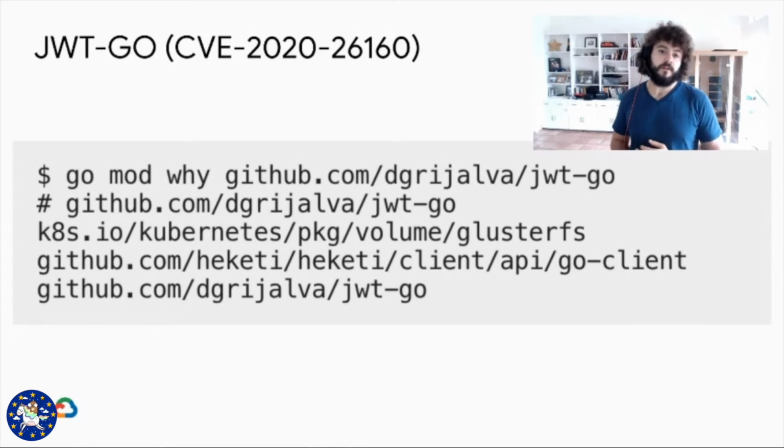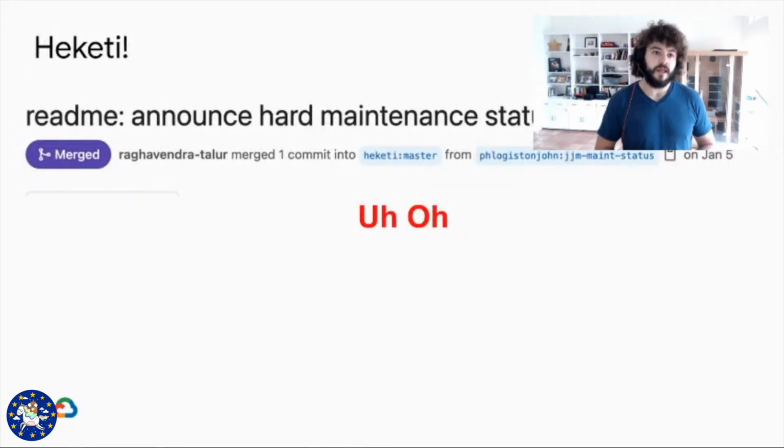Starting again with go mod why, we can see the import path and how it gets into Kubernetes. There is one package in between Kubernetes and JWT Go, so we can't directly fix it or directly replace it in Kubernetes. So I started here. It is the Heketi project. Jumped over to that GitHub repository and got my first warning sign.